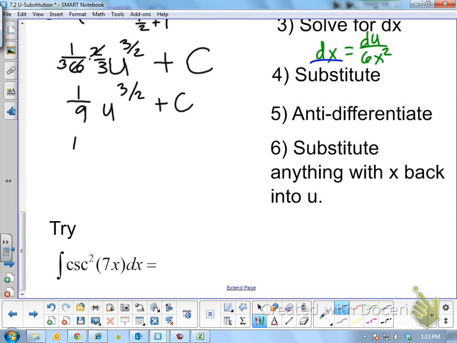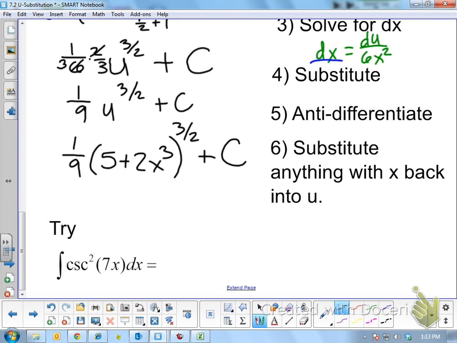So we get 1/9 times 5 plus 2x to the third, to the 3/2, plus c. I don't think I like the way I wrote this. Substitute back into u is probably enough.